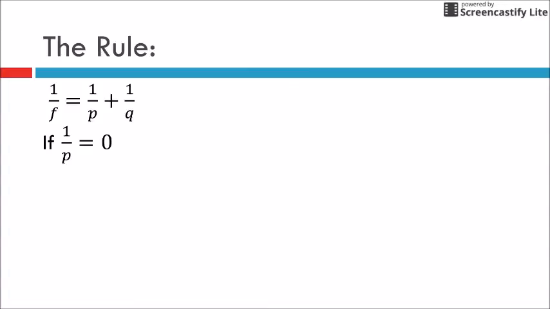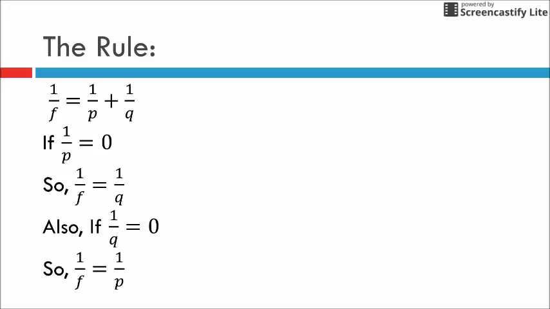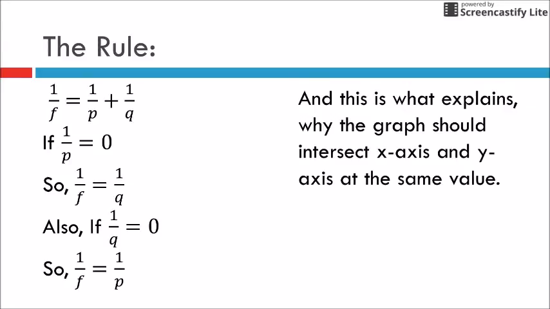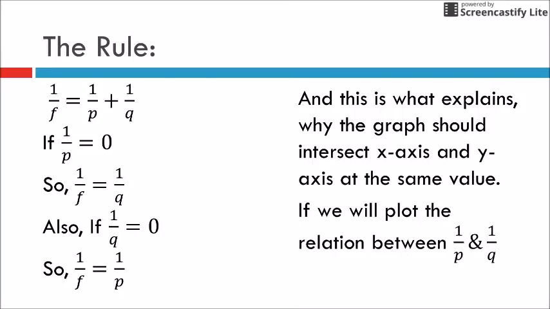If 1/p equals 0, then 1/f equals 1/q. Also, if 1/q equals 0, then 1/f equals 1/p. And this is what explains why the graph should intersect the x-axis and y-axis at the same value, if we plot the relation between 1/p and 1/q.